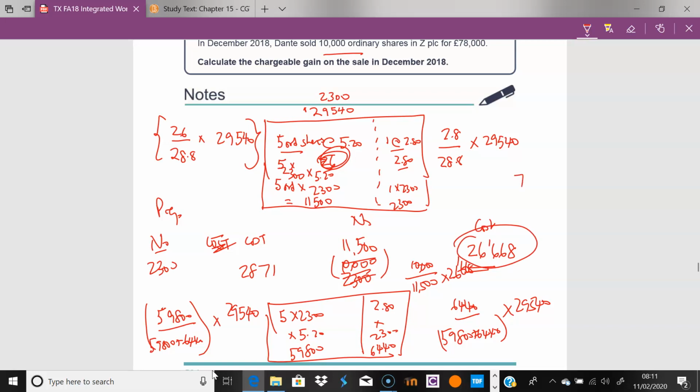So my selling price I'll keep to the side. I'm just trying to find the cost. That's the issue here. What is the cost of these shares? 10,000 divided by 11,500 times 26,668, which is 23,189, or 190 if you round up.